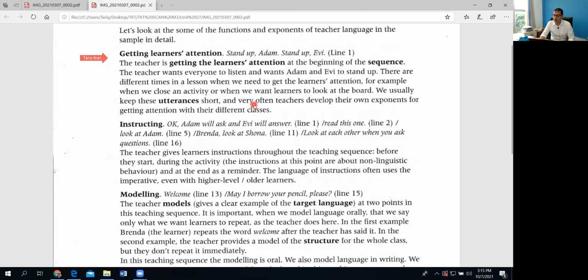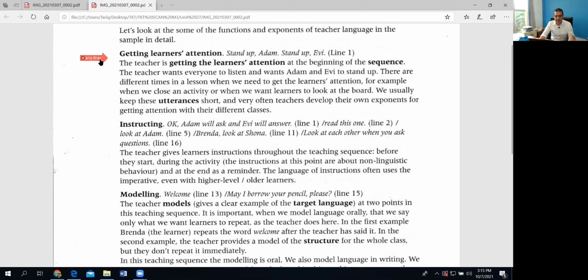Like you people also will have different utterances you are saying to get the attention of the students, to get them to focus on the board or all that. So sometimes it's different. Some of them clap, or say okay, pay attention, look at me. So you might have your own different exponent for getting the attention or asking them to do something. You might have your own style of saying those things.